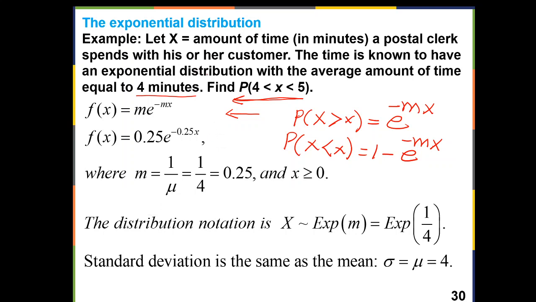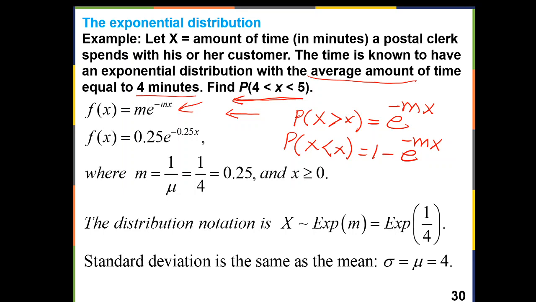Now, in this case, how do we write the formula for the distribution? Well, what are we given? We're given that the time is known to have an exponential distribution with the average amount of time equal to 4. When we say average, we mean mu. So mu equals 4, so m is 1 over mu, which is 0.25. Once we know m, we know the distribution. So f of x is 0.25 e to negative 0.25x.